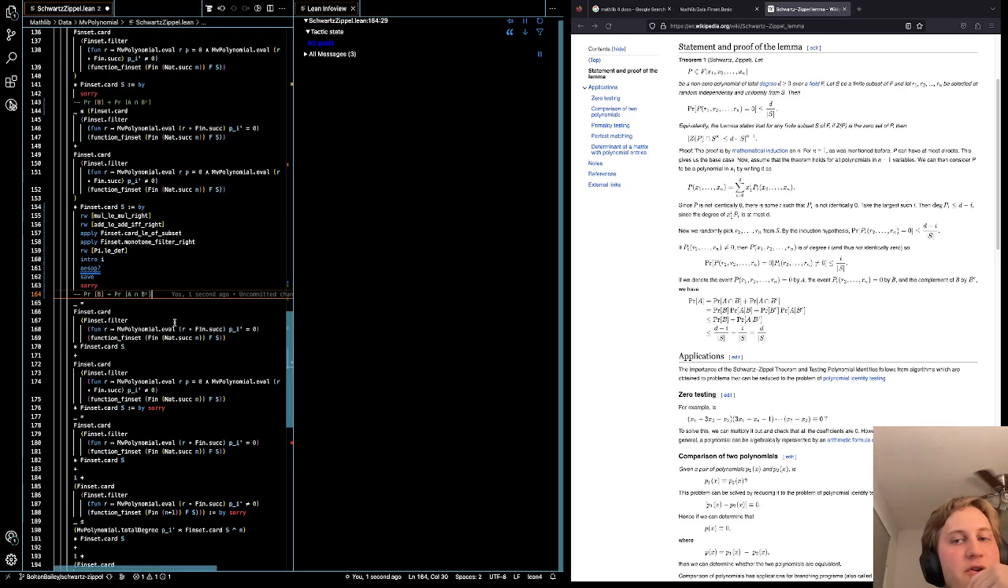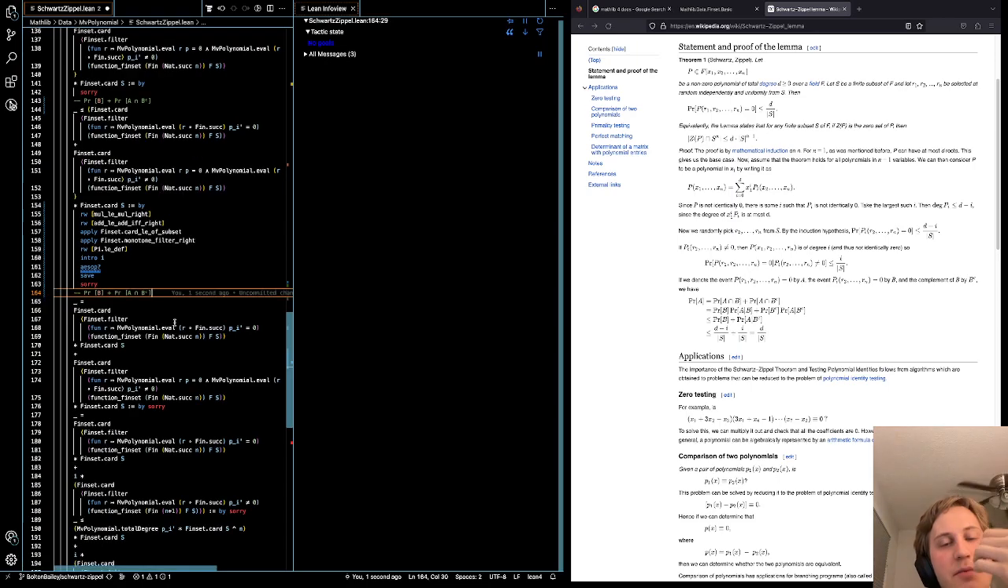Not familiar with functional programming. What are you making here? So this is Lean. What I'm writing is a proof of the Schwartz-Zippel Lemma using this proof assistant software.